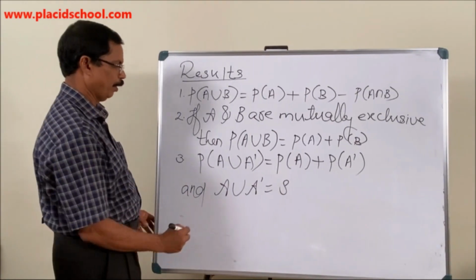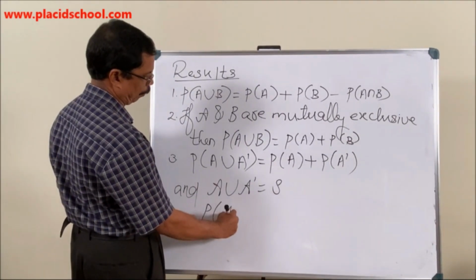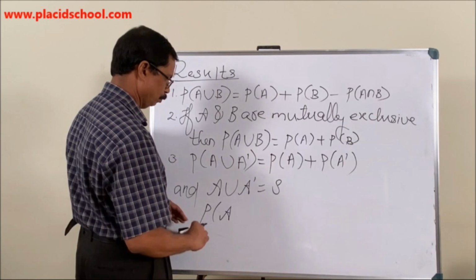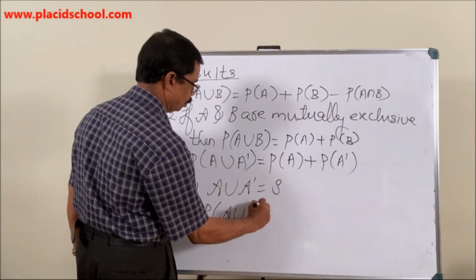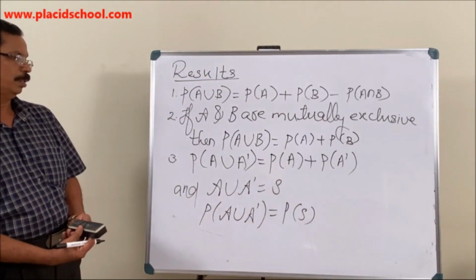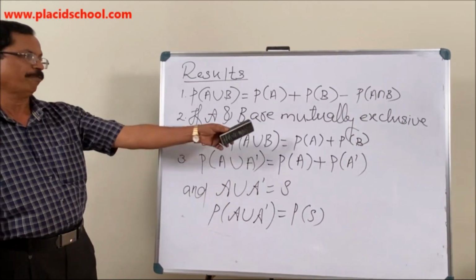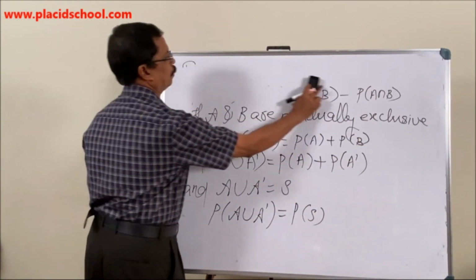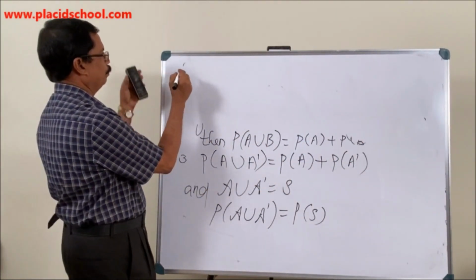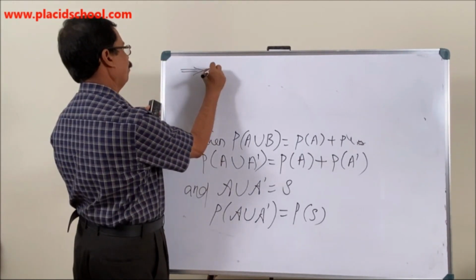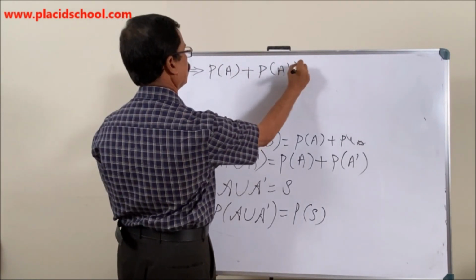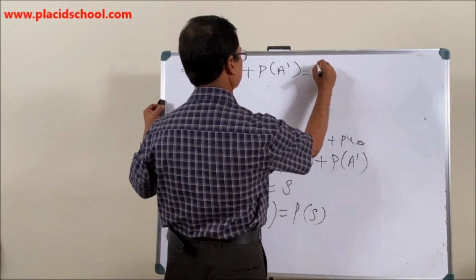Then what about the probability of A union A dash? Probability of A union A dash is equal to probability of S. Got it? And we know that P of A union A dash is P of A plus P of A dash. So we will write, which implies P of A plus P of A dash is equal to P of S.